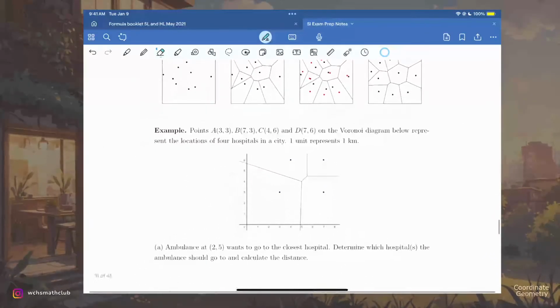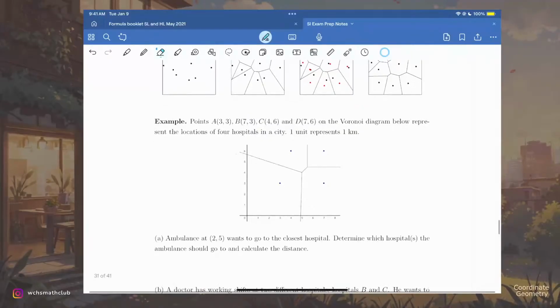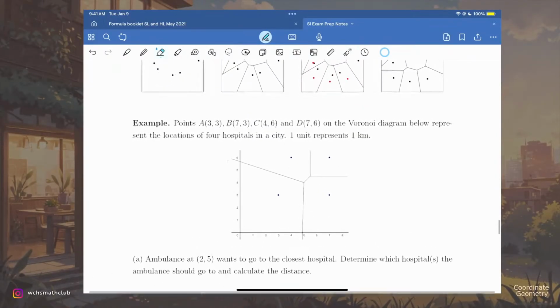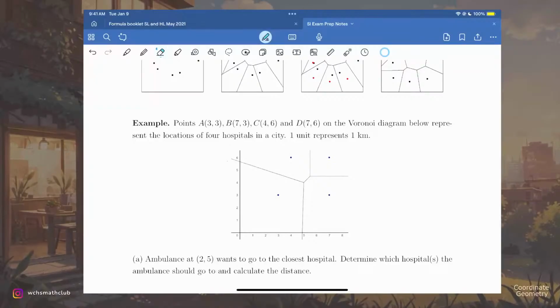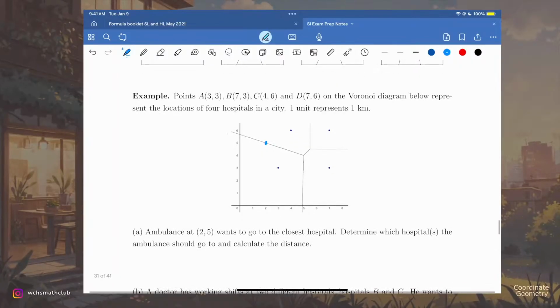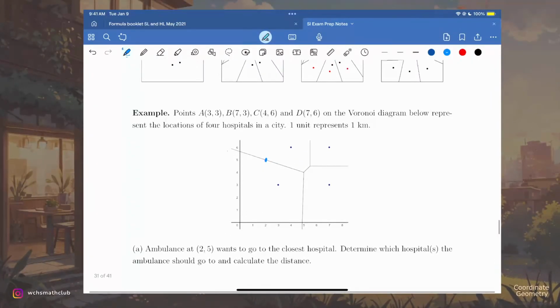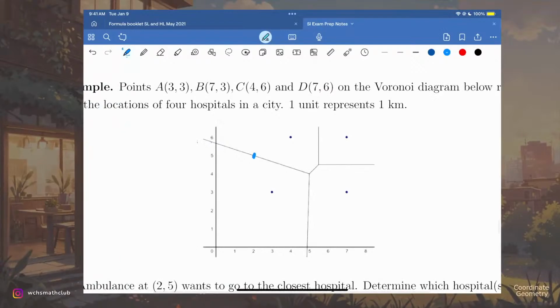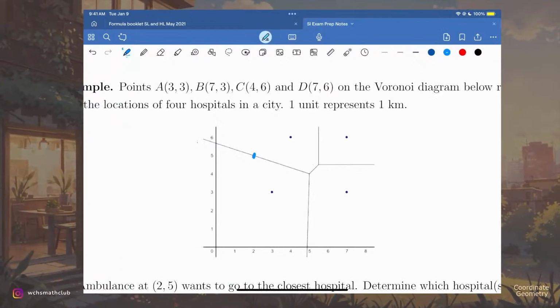Alright, so the question says that there's an ambulance at 2,5, and 2,5 is this point, so it's actually on the perpendicular bisector. And determine which hospitals the ambulance should go. Well, it's on the border between these two regions, and if you want to think about it the other way, it's on the perpendicular bisector of this point and this point, right? So either of them can work.